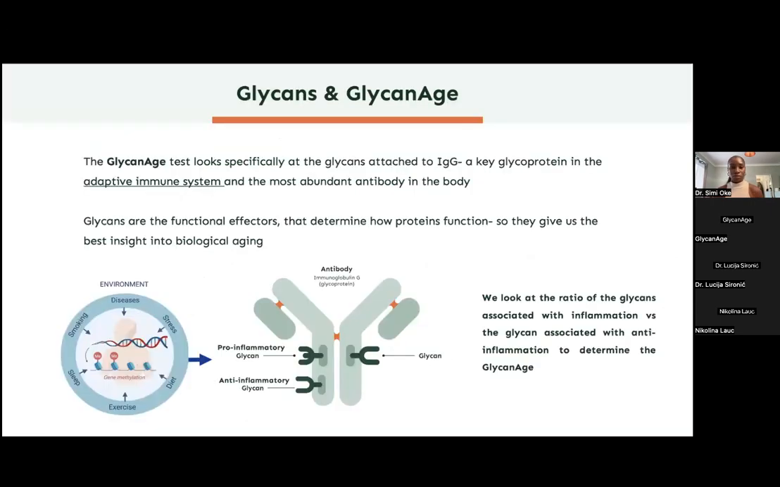So just to pull that home, the GlycanAge test in particular works with glycans, hence the name GlycanAge. And we look specifically at the glycans attached to the IgG. The reason we look at this is because it's a key glycoprotein in the adaptive immune system and the most abundant antibody in the human body.